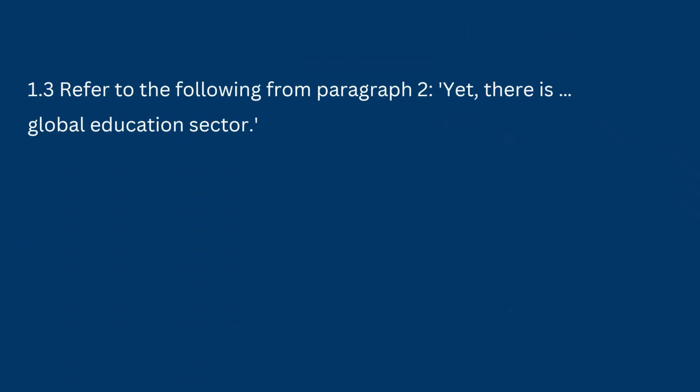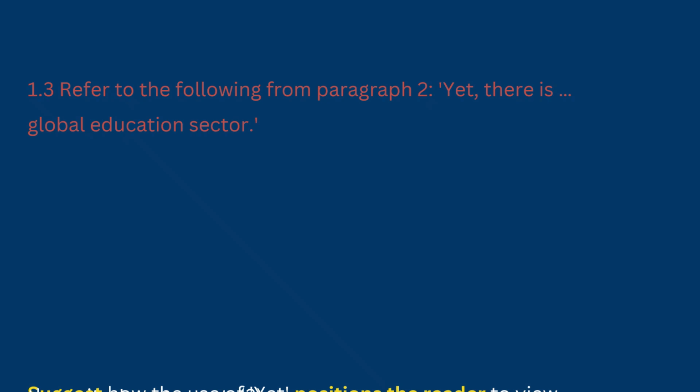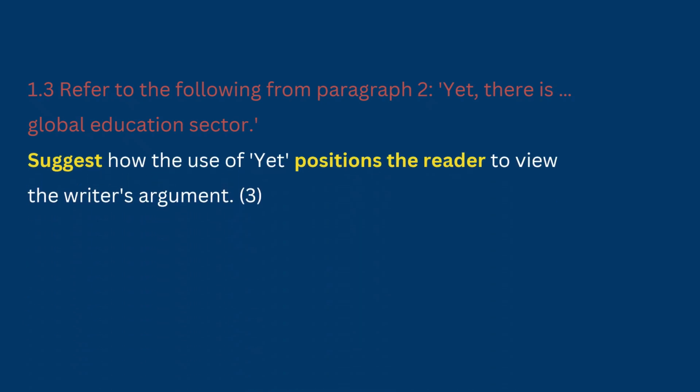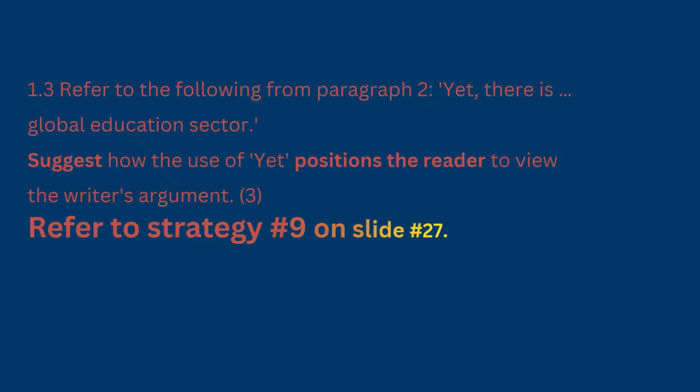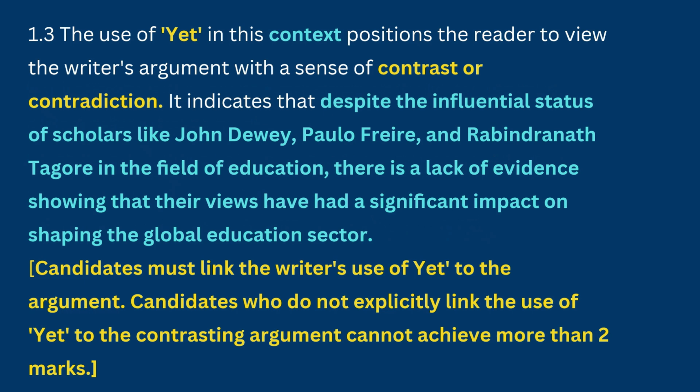Moving on to 1.3. Refer to the following from paragraph 2. Yet there is global education sector. Suggest how the use of yet positions the reader to view the writer's argument for 3 marks. So these positioning questions are a bit tricky, and I want you to go back to our strategy number 9, which is on slide 27 of this particular slide deck.